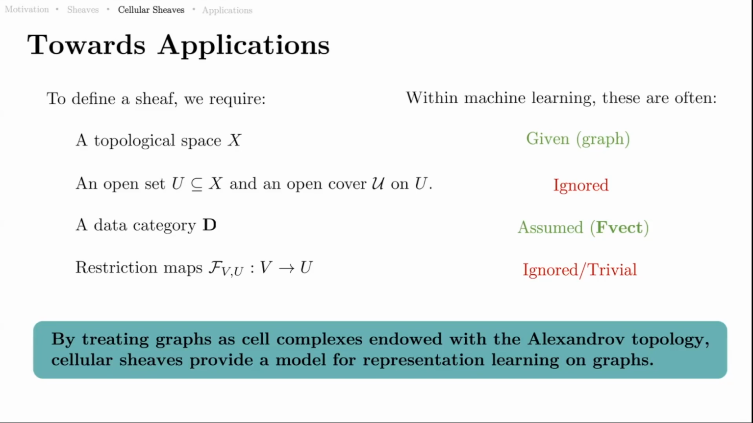And finally, we have these morphisms, which come from this functor given by the restriction maps. And within machine learning, this is almost always ignored or assumed to not exist, assumed to be trivial. And so what this provides us is a framework for what's already here and what we can generalize using this sheaf-theoretic framework.